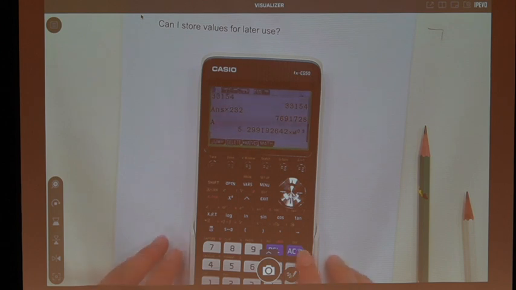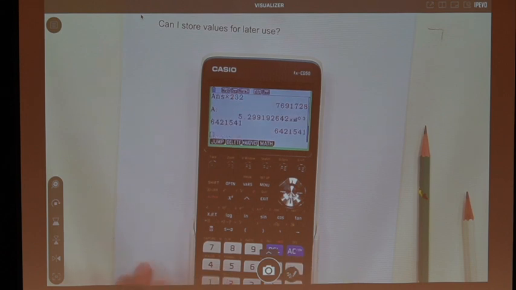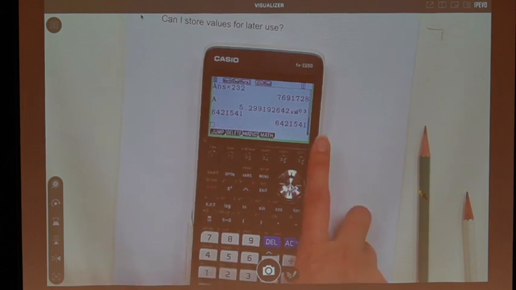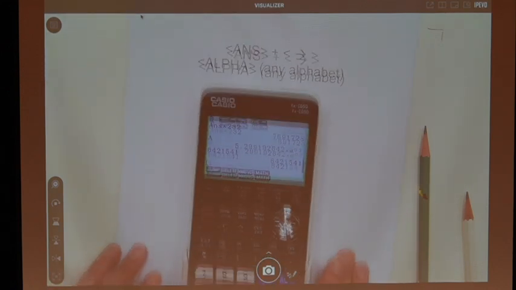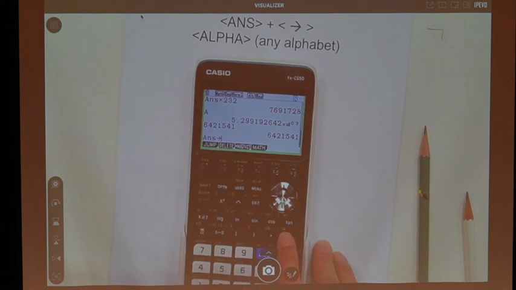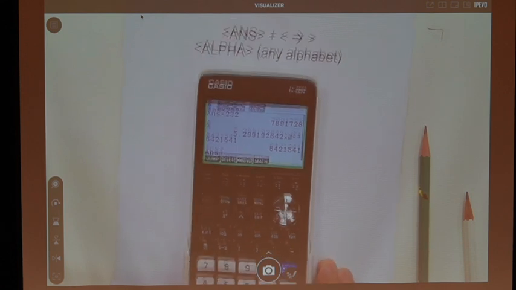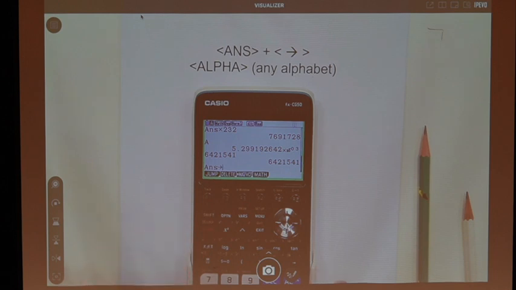Done that? Alright, let's do that. We store that again. I have a value here. So you have the arrow and then any alphabet. This time, let's store it to J. So J is Jan, like bracket here. And then you can recall it back. Done that? Are you with me?